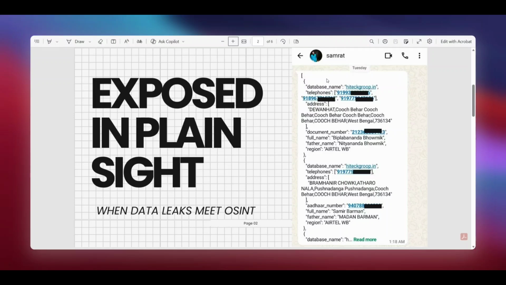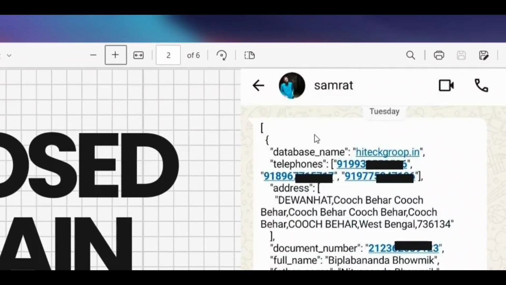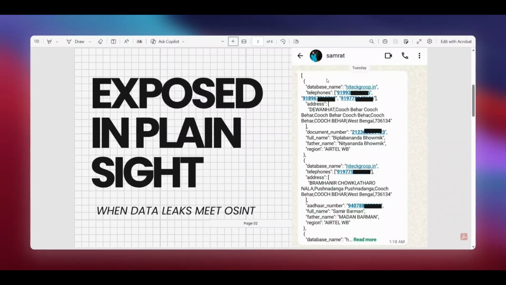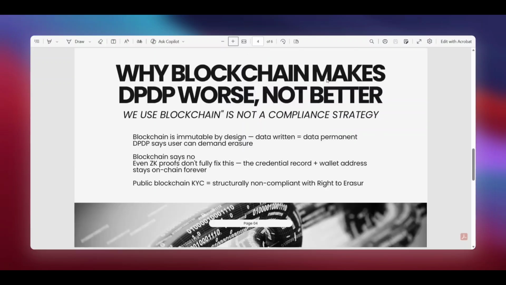Like you can see in the image, my friend just leaked my Aadhaar data from a random database, right? So this creates a huge legal risk of 250 crore rupees. Now some companies might think that blockchain is the solution for this, but in reality blockchains are permanent by design. It makes the situation even worse. If you store identity data on chain, it can never be erased, which directly conflicts with the right to erasure.